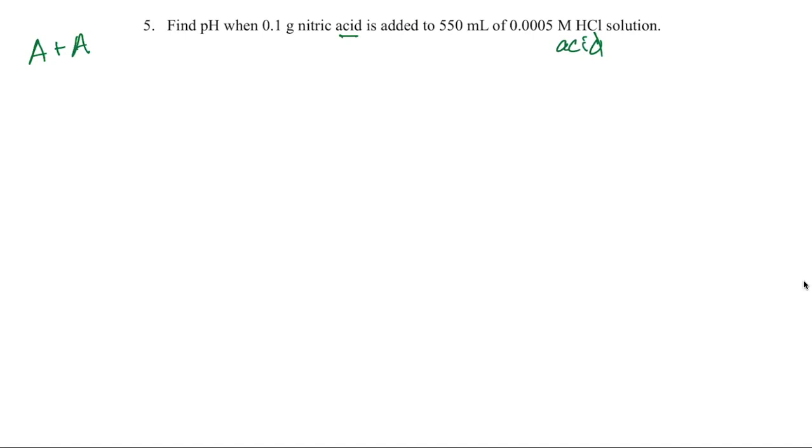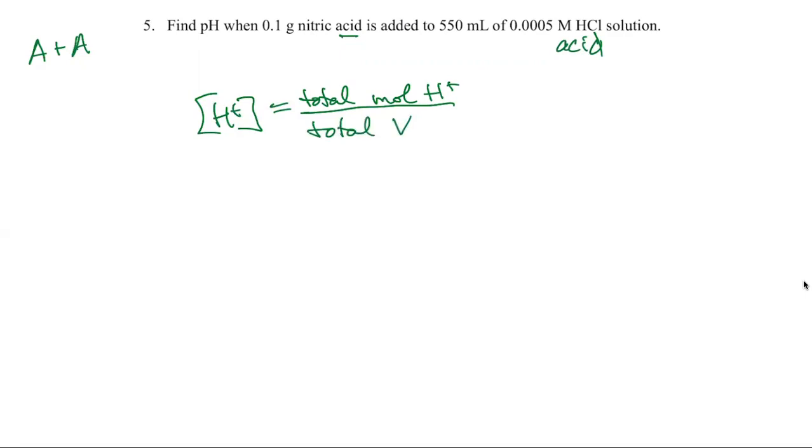If I want to get the pH, I'm going to need the H plus concentration. And in a problem like this, it's going to be found from my total moles of H over my total volume. And then from that, we'll be able to get pH.